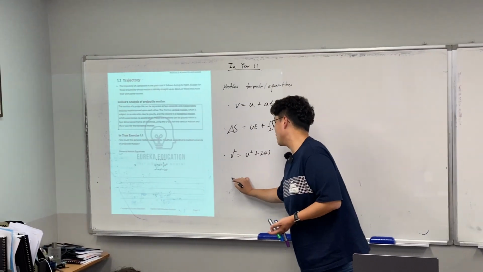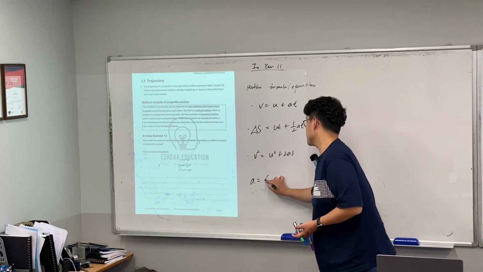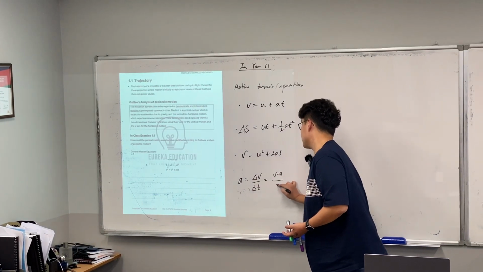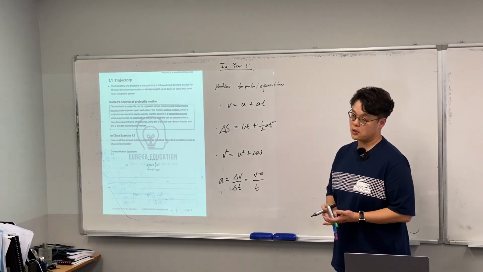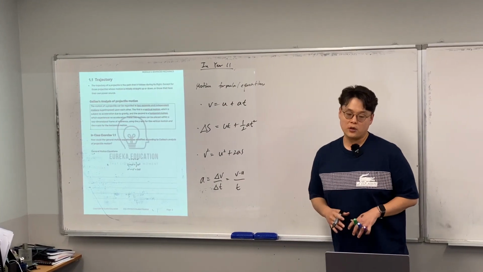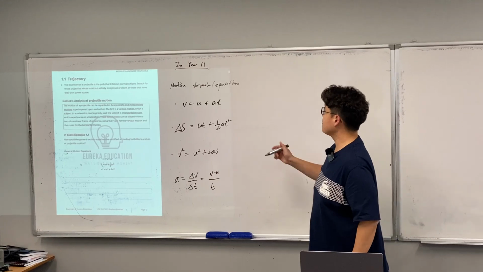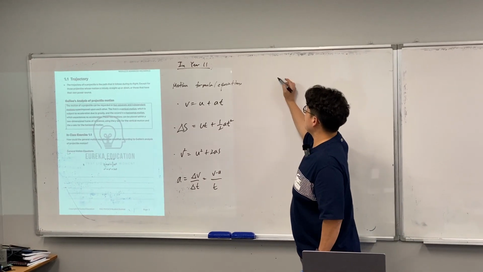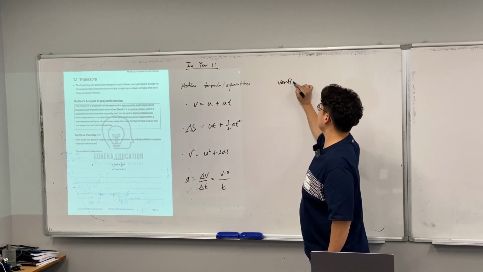If I add more, the acceleration is always delta v over delta t, which we know is v minus u over the time taken, or the gradient value. Not difficult, not even a single bit. Now, how about we combine that with this one here? So let's talk about vertical motion.